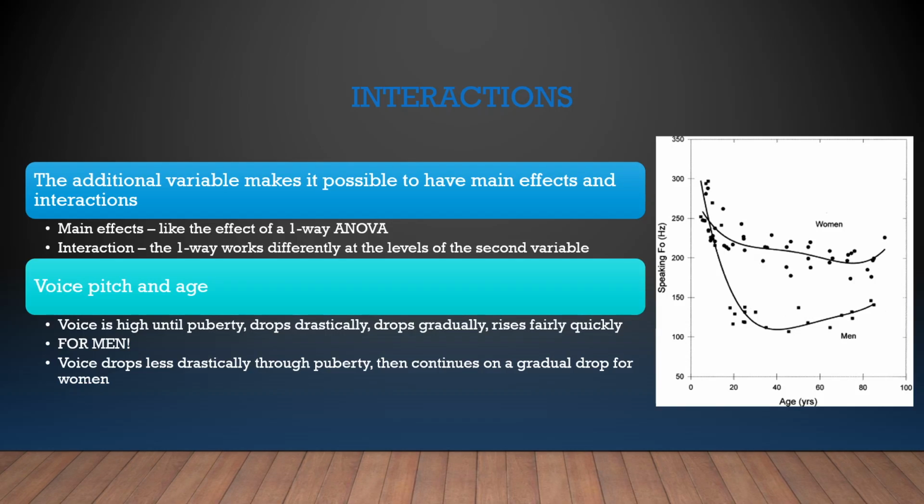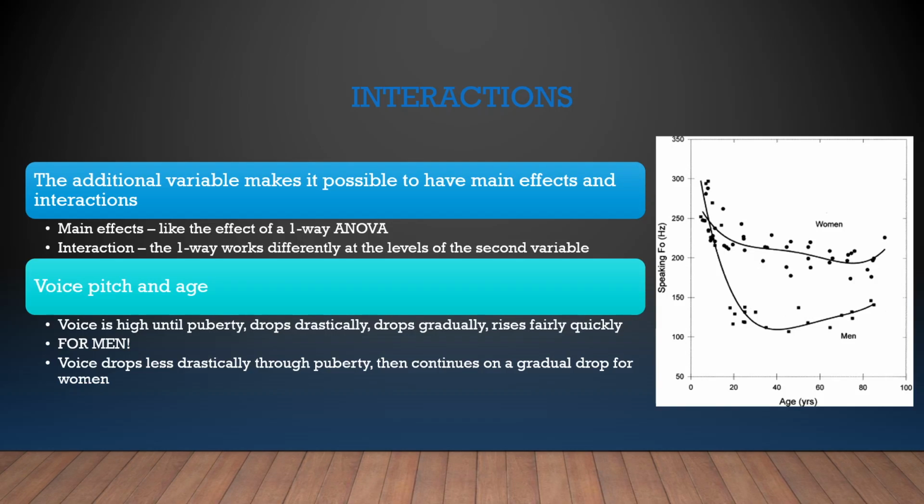Here's one that is totally true. The one person or two ever in these classes who is from speech and hearing, you'll understand what we're talking about here. This is the example that I'm going to use. But before we talk about that, the additional variable is going to make it possible to have two different things we haven't talked about, which is a main effect and an interaction.